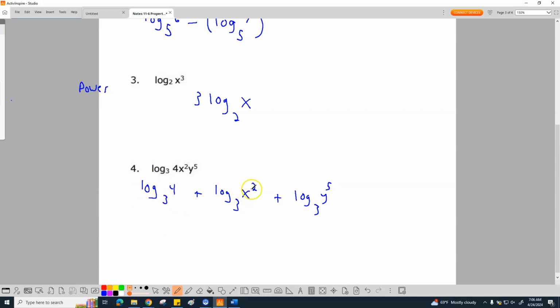Now, I'm going to go through and I'm going to do something else right here. You see this exponent I have for this 2? Watch what I'm going to do now. I'm basically applying multiple rules now. I'm going to take that 2 out and put it in the front.